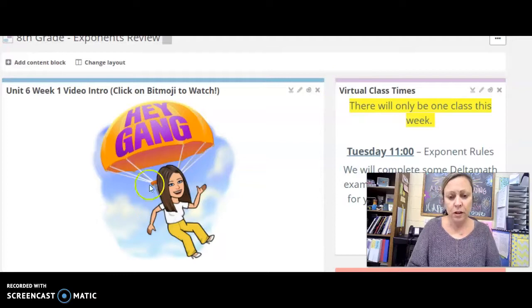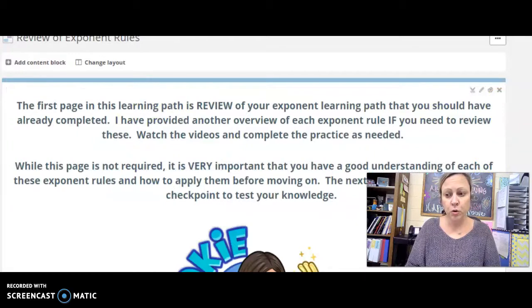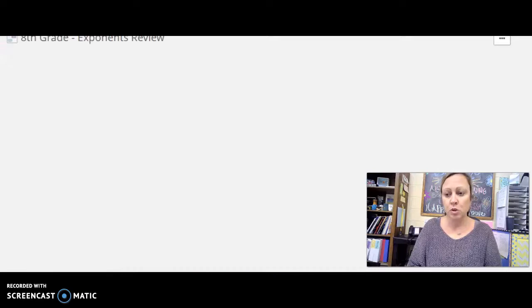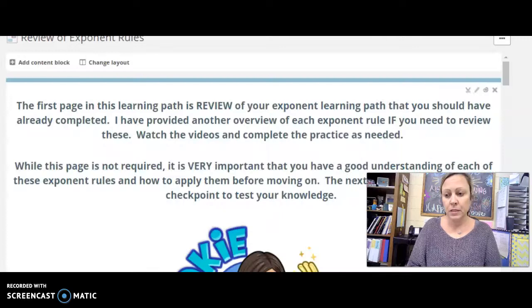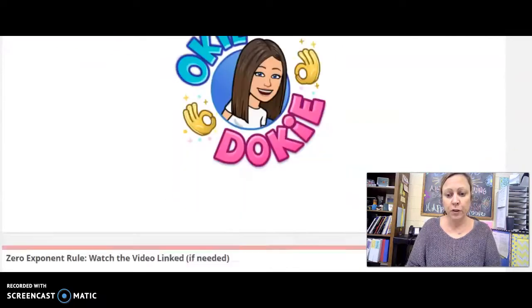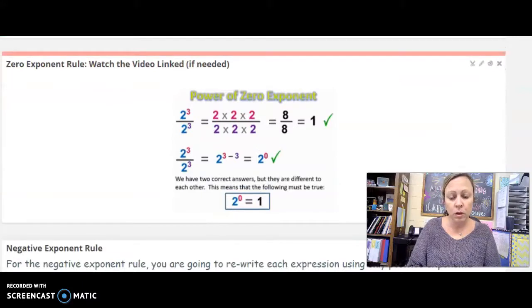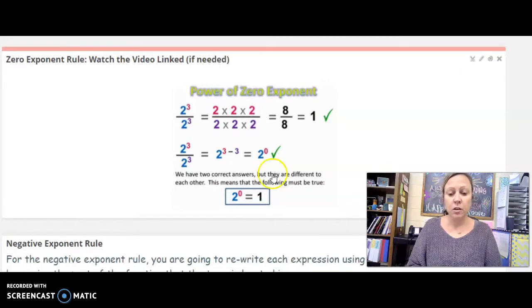So let's look at your learning path and all the things that you need to complete. The first page is a review of the individual exponent rules. Now, some of you on our exponent learning path really spent some time and got those rules down. Others maybe need to go back and look at this. So this page is really optional to what you need. Go back to that. So for example, if you feel like you know the 0 rule, you can kind of skip through this. If you need to watch the video again, you can click here.